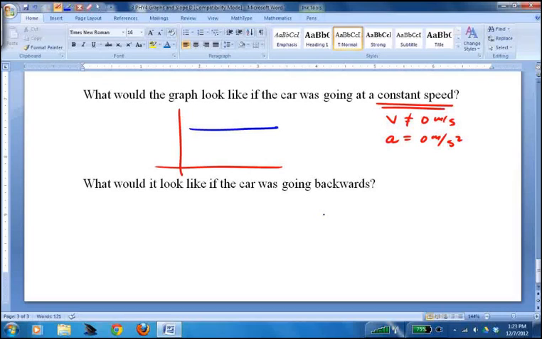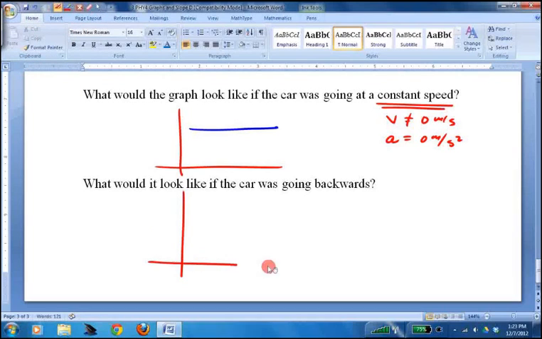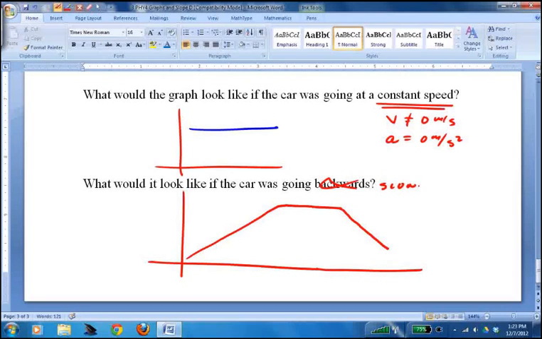Now, what would it look like if his car was going backwards? Well, once the car is moving at a steady speed, it would still be a flat line. But let's say it stopped and decided to go backwards. So your original graph looks like this. It's accelerating, and then it gets a constant speed, and then it brakes. I don't even think that slowing down would probably be a better way to put it.